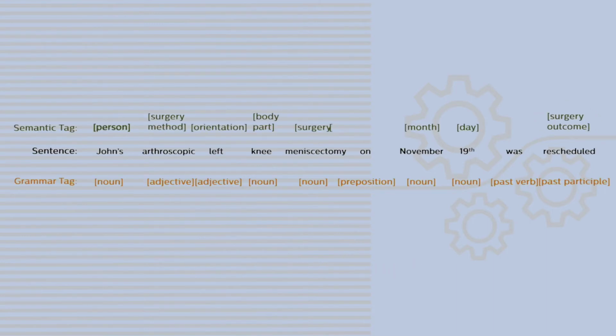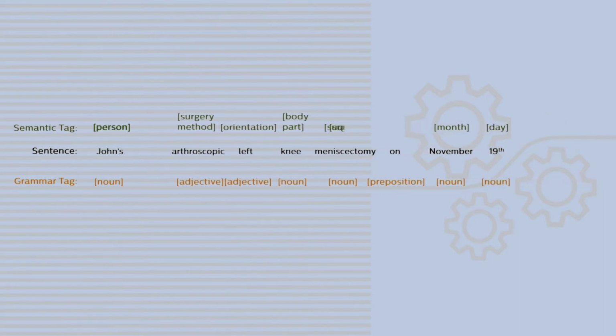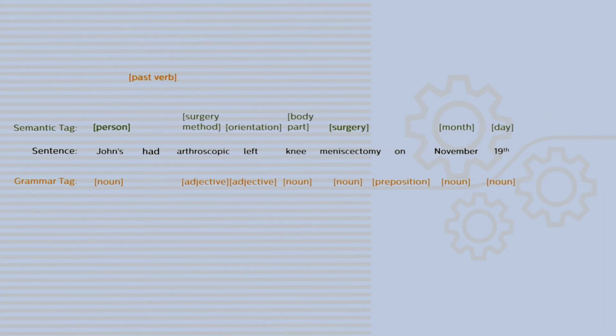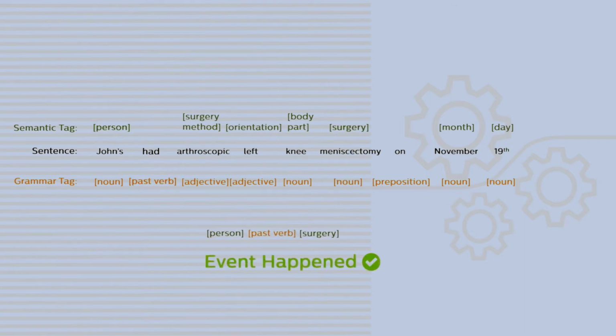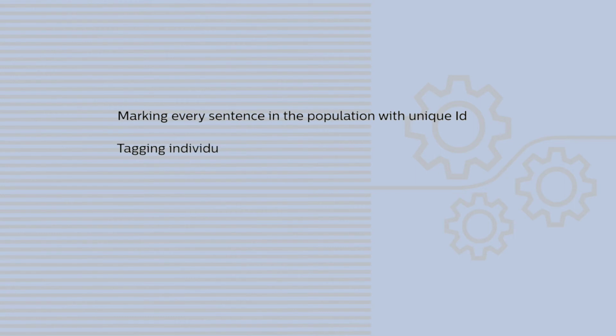Let's look at one more example by removing was scheduled and inserting the word had. We assign a new grammar tag. There are no changes to our semantic tags. We can now use both our grammar tags and our semantic tags to find the sequence: person, past verb, surgery. This sentence is now labeled event happened. By using this type of tagging system, we're able to distinguish the context of events and activities regardless of the many different ways that sentences are written.